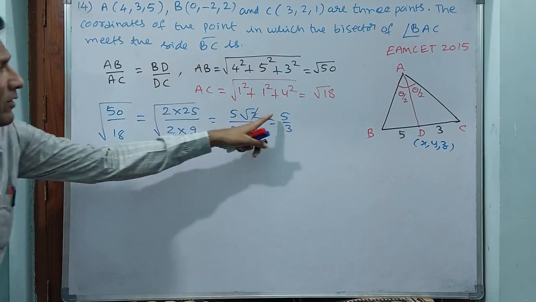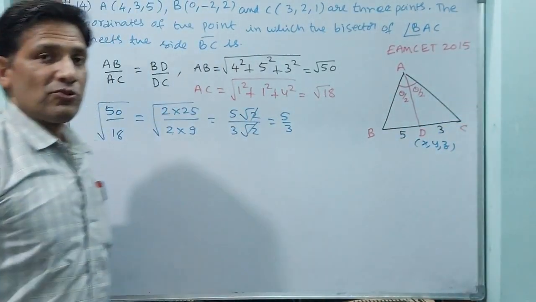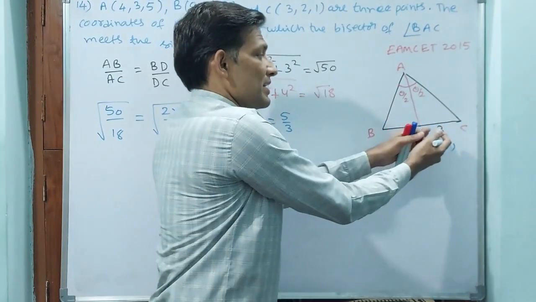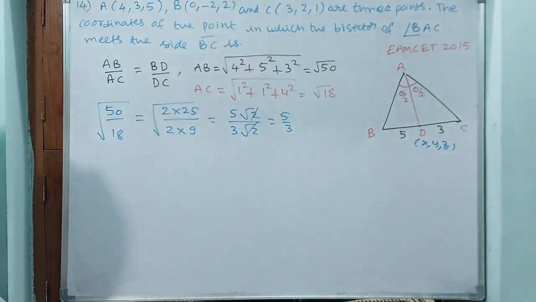For numerator is 5, BD, 5:3. This is how it is dividing internally only. Why? Because in between it is there. Externally means outside it will be. Okay, that logic you have to say.